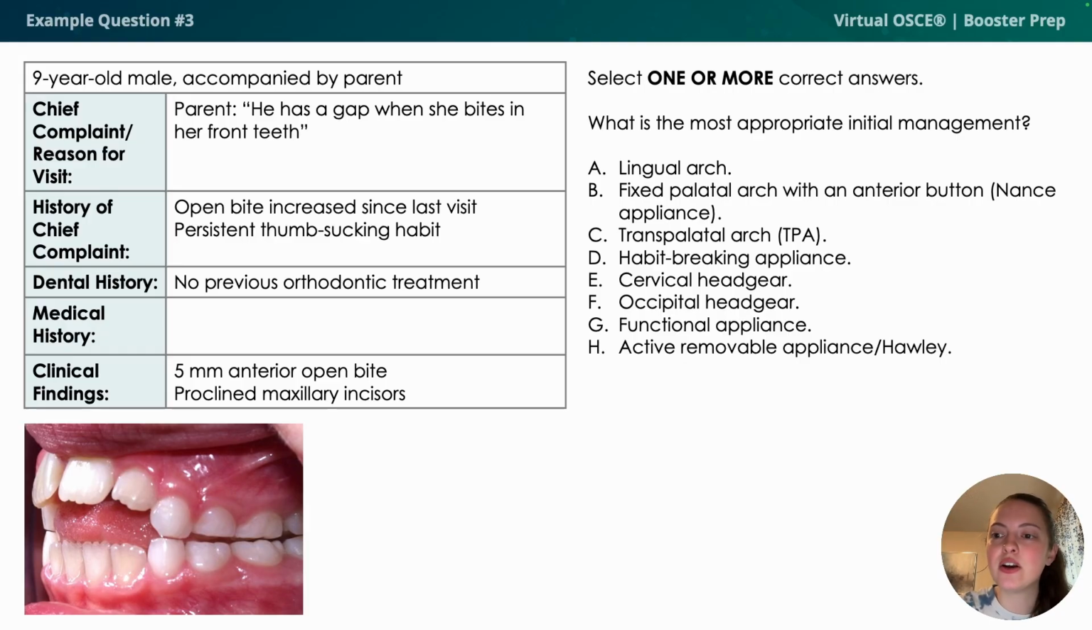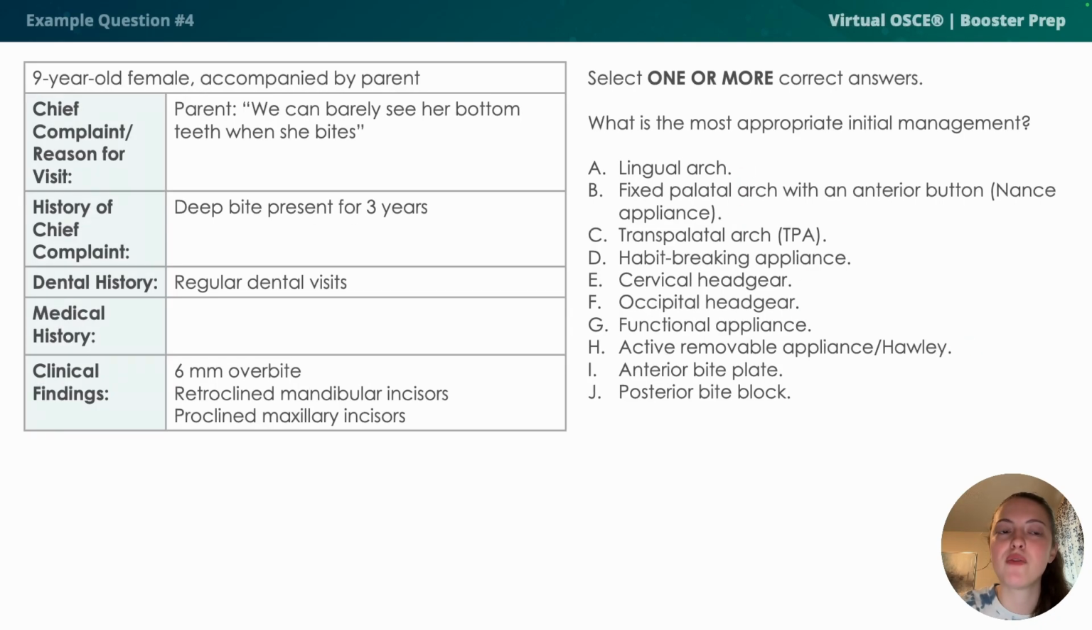The biggest indicator we are given is the fact that he has a persistent thumb sucking habit, meaning that we will not achieve any other orthodontic treatment goals until that habit is stopped. And because of that, the most appropriate initial management would be a habit-breaking appliance, making D the correct answer choice here. And here are the point values for that question as well. Pretty straightforward one here. Let's finish off with just one more.